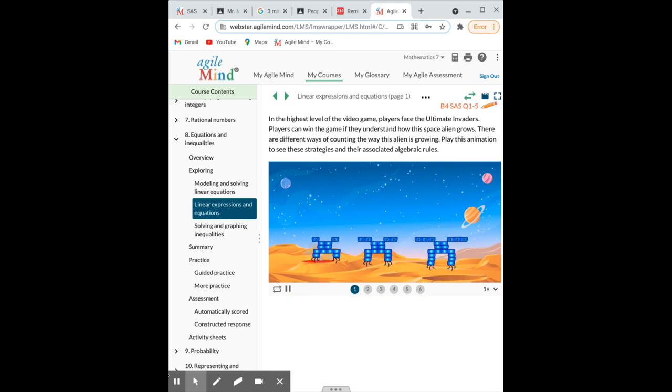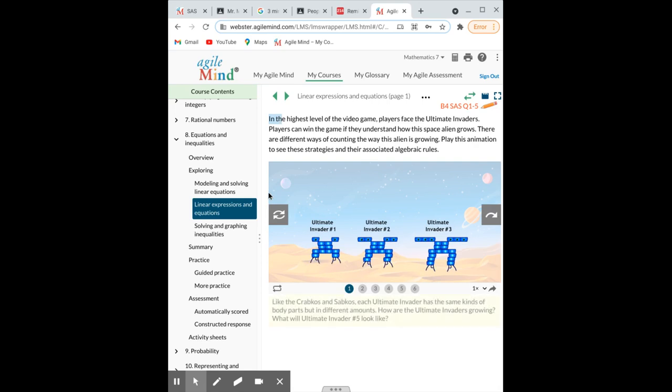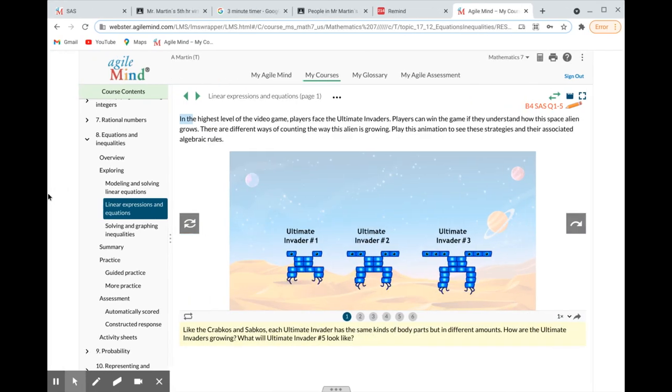So if you would, would you read this for us, please, ma'am? In the highest level of the video game, players face the ultimate invaders. Players can win the game if they understand how this space alien is growing. Play this animation to see these strategies and their associated algebraic rules, like the Crabcos and Sabcos. Each ultimate invader has the same kinds of body parts, but in different amounts.